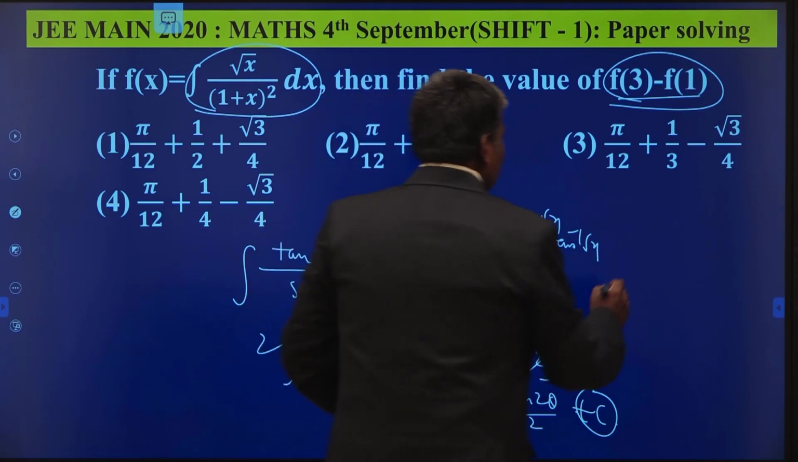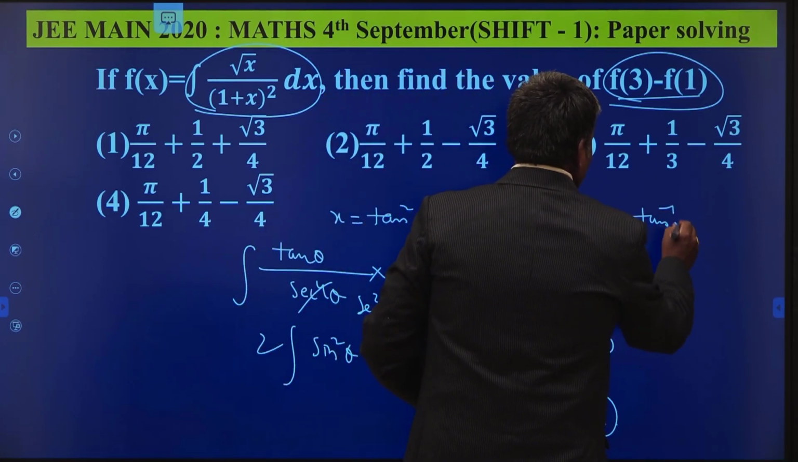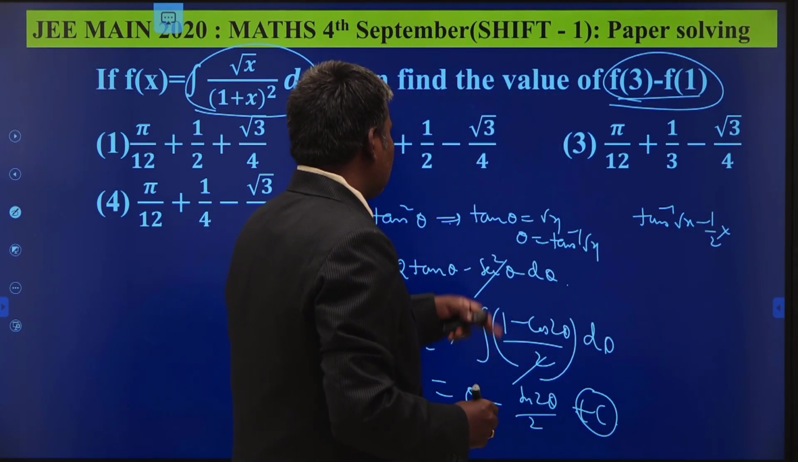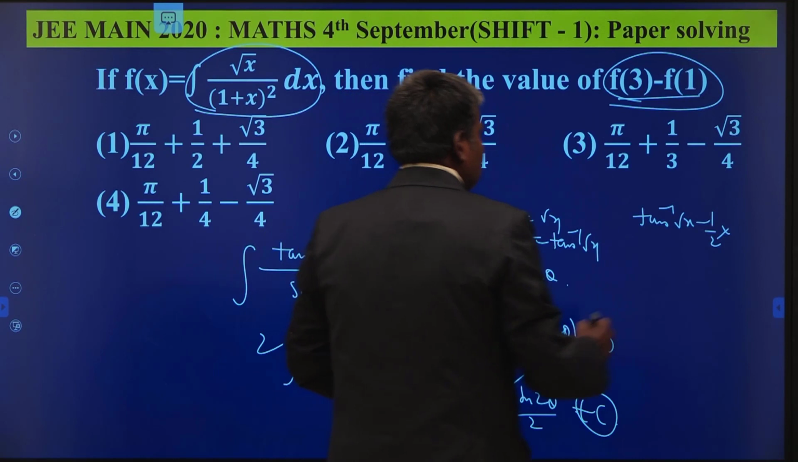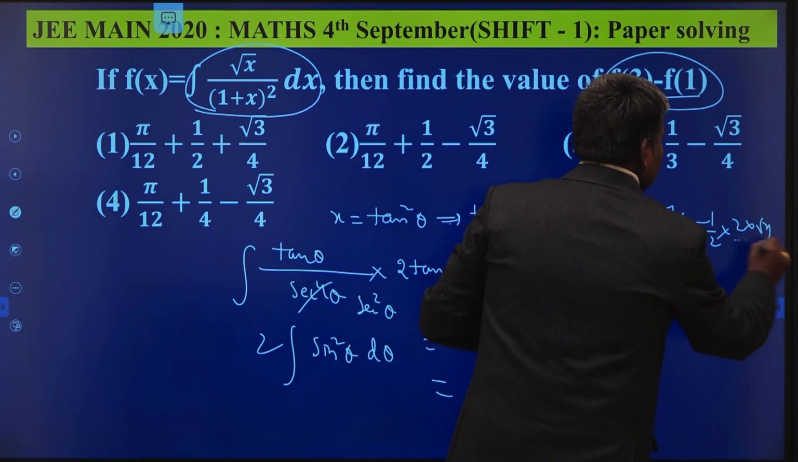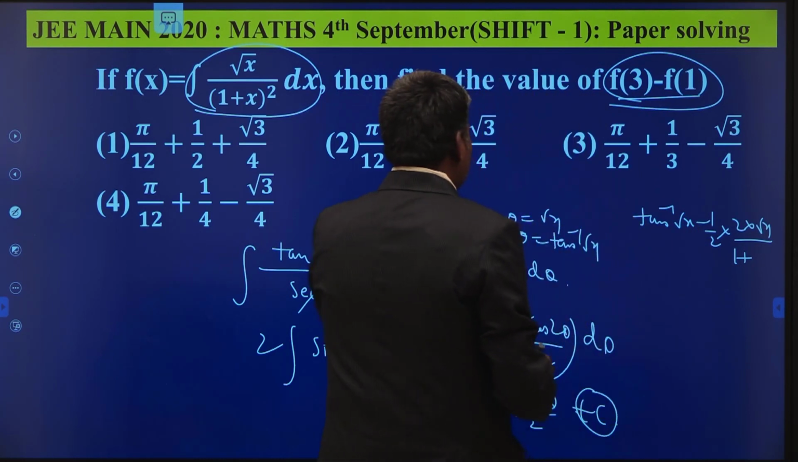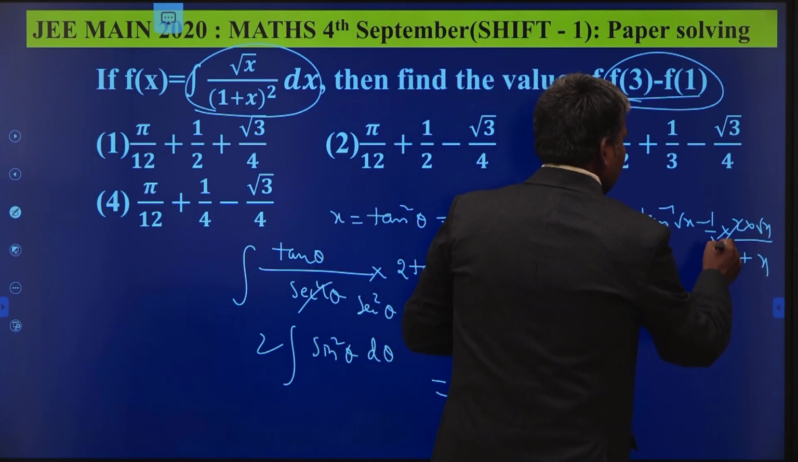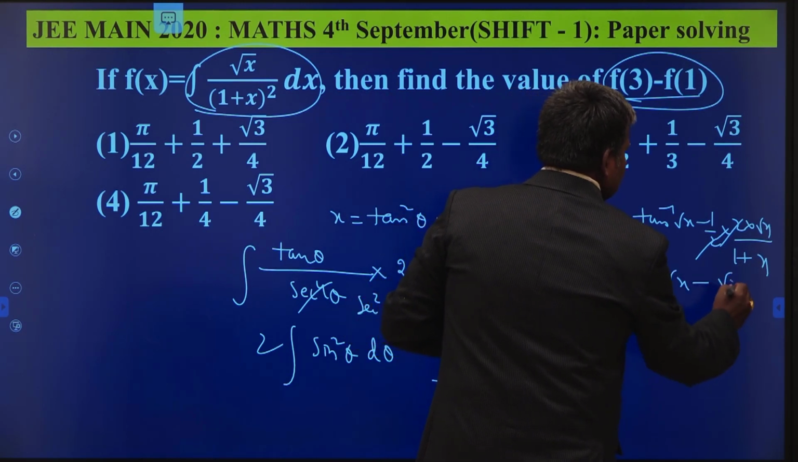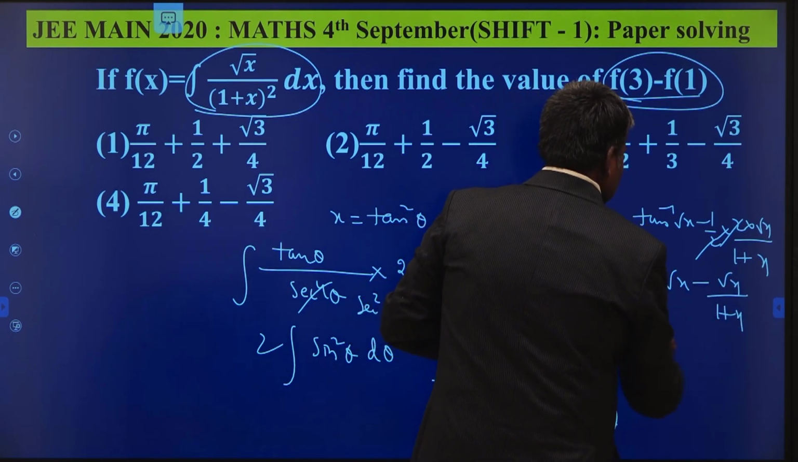So tan inverse root x minus 1 by 2 into sin 2 theta. That means 2 tan theta by 1 plus tan square theta. 2 into tan theta is root x. 2 tan theta by 1 plus tan square theta, we mean x. 2 gets cancelled. So we have tan inverse root x minus root x by 1 plus x.